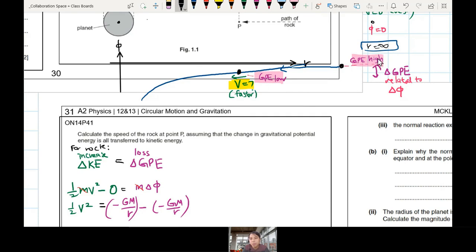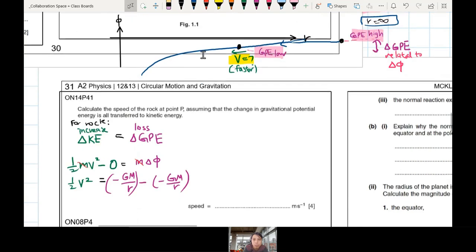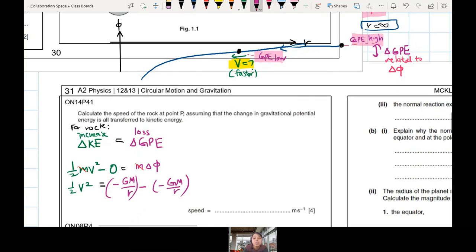So this one, GPE at infinity is just 0. So we don't need to say anything about 0. 1 over infinity is 0. So let's get rid of the 1 of the GM over r. This one, initial is bigger, minus the final. Okay. Last line, half v squared equals, at infinity, pretty much 0. So this whole thing is 0.